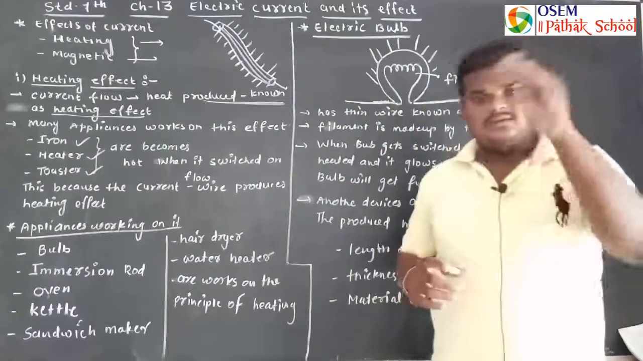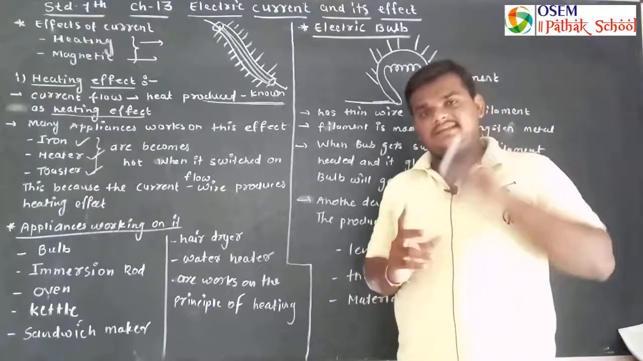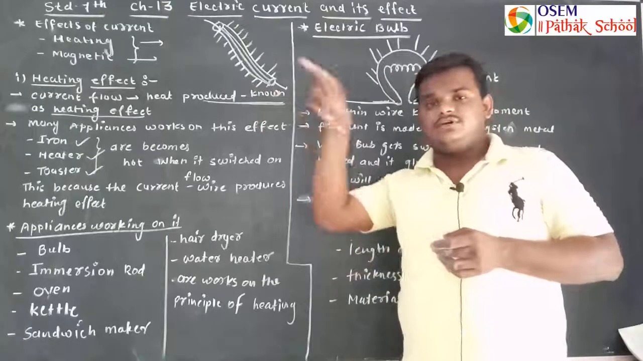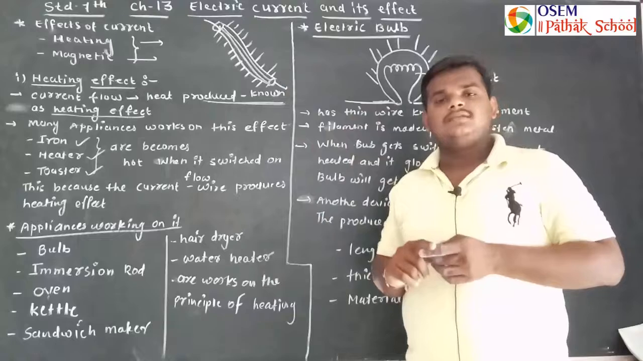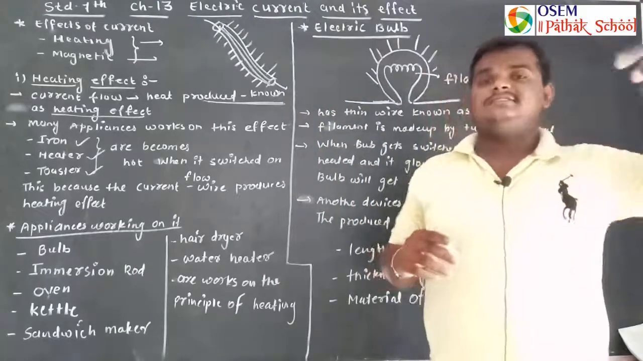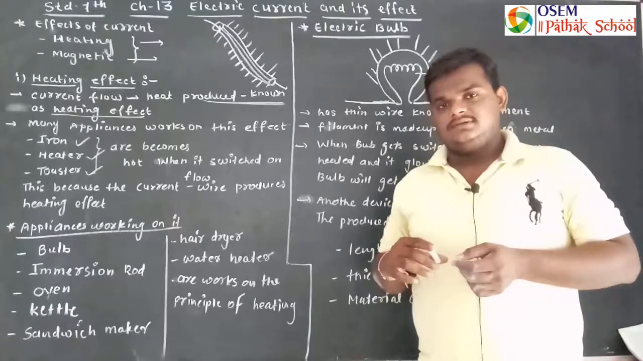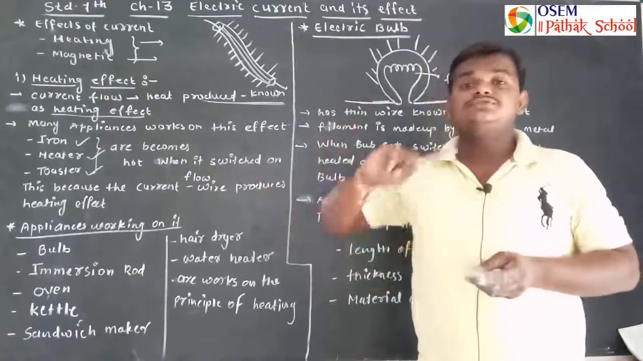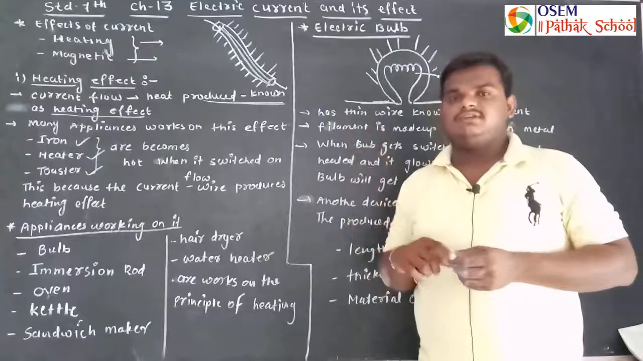So inside the iron, coils are there, and in that coil, when we switch on the button, current passes through that coil, and the coil generates heat. But that heat is useful to us, that we want.